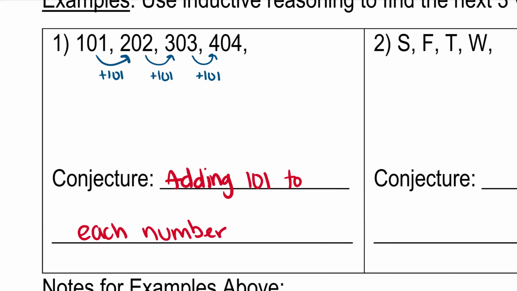Now, once I have my conjecture, my pattern I think is going on, I use that and find the next three values. So if I add 101 to 404, I would get 505, and then I would get 606, and then 707. And that's what I'm doing.